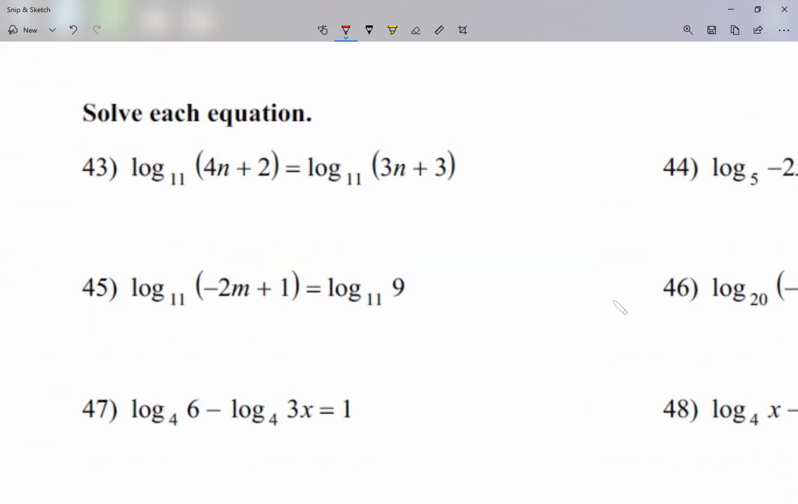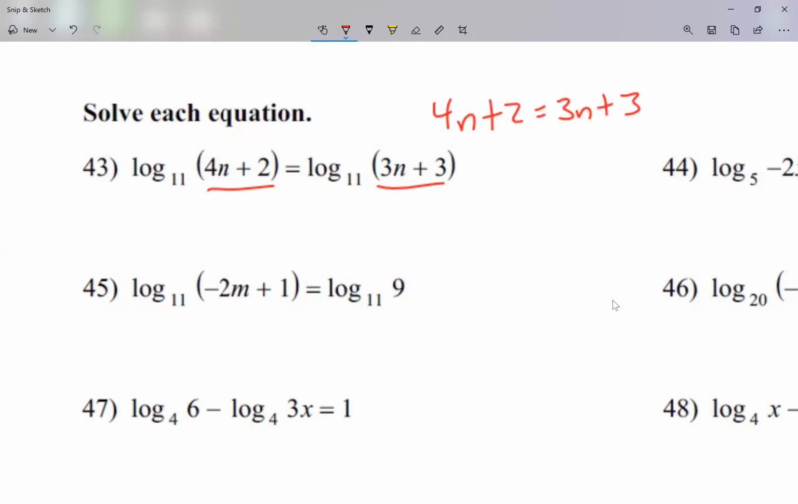Now here, question number 43. Because it's log of the same base, in this case, log of base 11 on both sides, in order for me to solve the equation, I'm just going to say 4n plus 2 is equal to 3n plus 3. I'm just going to let these two equal each other. Solve for the equation basically means find the value of the letter, right? We want to know what value of n makes it true.